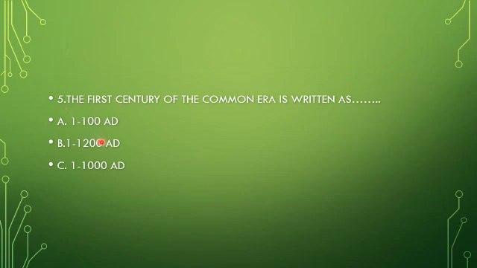So students, Anno Domini stands for in the year of the Lord and refers specifically to the birth of Jesus Christ. So the second option is 1 to 1200 AD. Third option is 1 to 1000 AD. Now the correct answer here is 1 to 100 AD, as it is asked here as first century of the Common Era. So it will be written as 1 to 100 AD, Anno Domini.